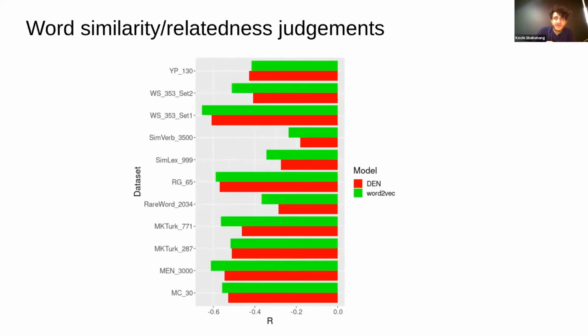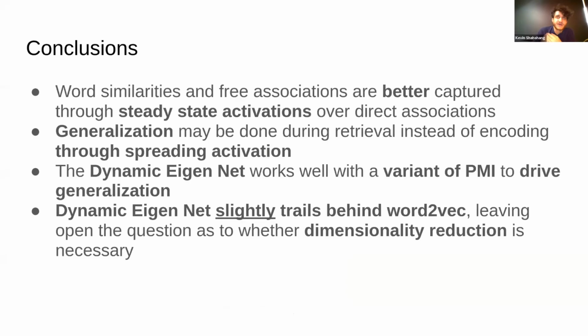And finally, if we compare the dynamic eigennet with Word2vec, we can see that although Word2vec is slightly better than the dynamic eigennet, we're getting somewhat close to matching its performance, although I need to explore some larger corpora. Okay, and I'll stop there.